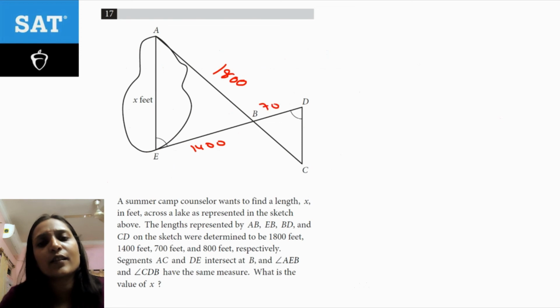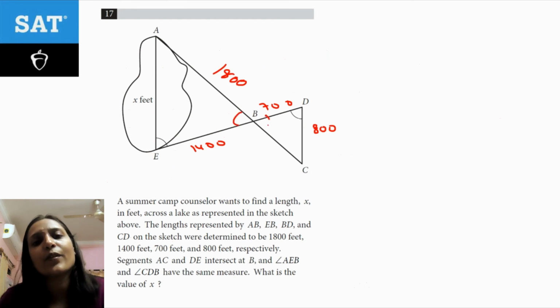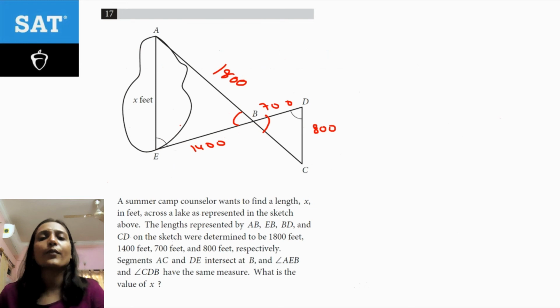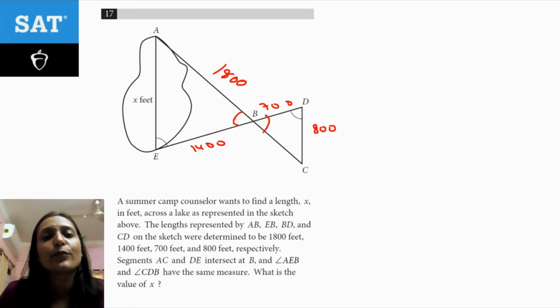So BD is 700 and CD is 800. So if we look carefully, one of the angles is same. These are also opposite angles. So these two angles would also be the same. So essentially, we're looking at similar triangles over here where proportionality would apply, and that will help us figure out what the values should be.